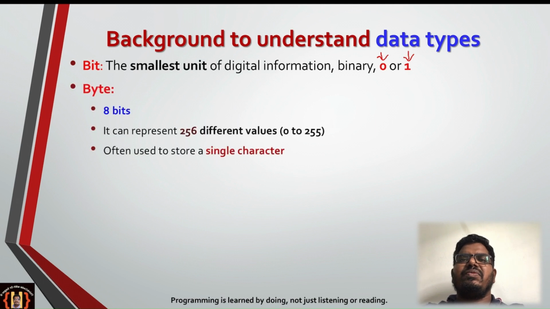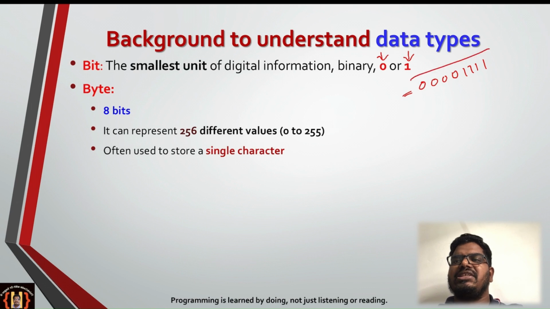And second is byte. A byte is basically 8 bits. So in a byte, there are 8 bits. Let us say these are 4 and let us say these are the next 4. Total 8 bits. These 8 bits combined we call a byte. Next, one byte can be used to represent 256 different values.